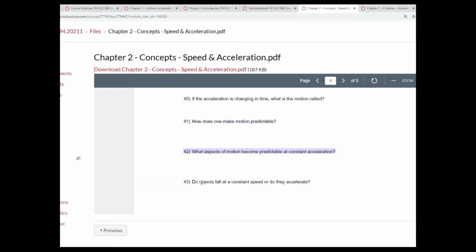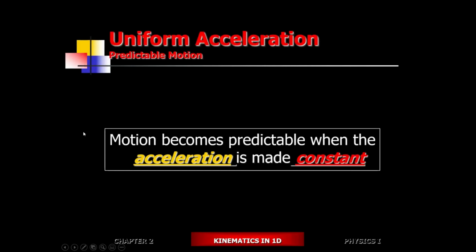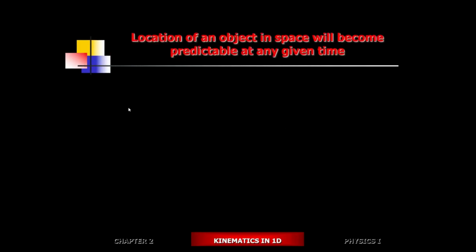So what aspects of motion become predictable at constant acceleration? Position and speed. Location and speed of an object at any given time. Okay, so location becomes predictable, speed becomes predictable at a given time at a given location, right? All right, that's it. Okay, conceptually, that's it. So uniform acceleration is going to make motion predictable. So motion becomes predictable when the acceleration is constant.